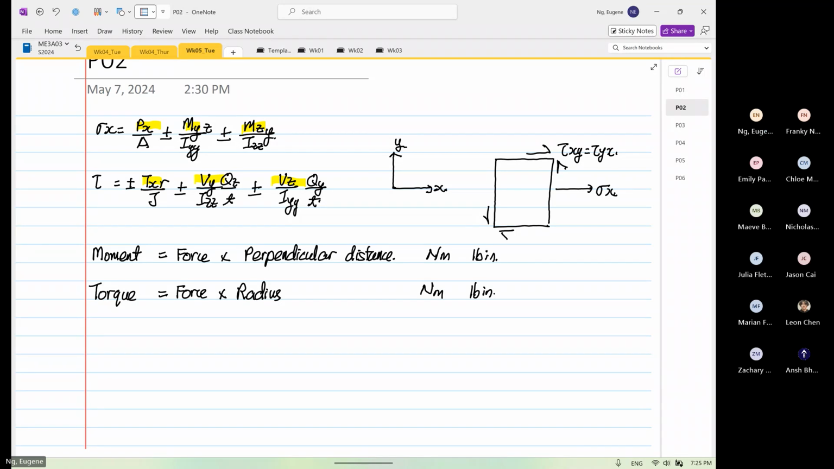Okay. Right. Now, can someone tell me what is the difference between moment and torque? If you look at the units, it's exactly the same, right? So I've seen some lectures at McMaster saying that moment and torque are the same thing, and that is wrong. Okay, that's fundamentally flawed. Moment and torque are not the same thing at all. Fundamentally, they are very, very different. And I'm going to show you what is the difference.